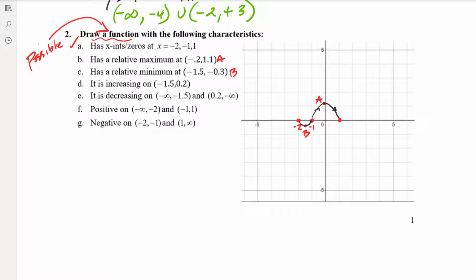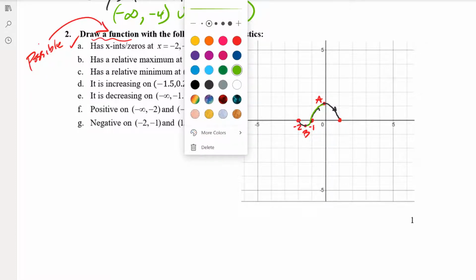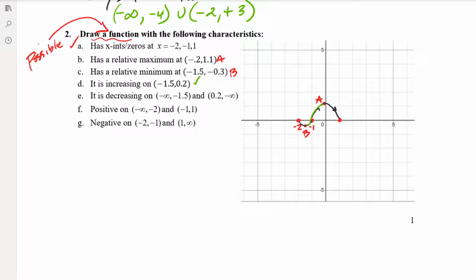So it's increasing on that interval, and it is. I'm going to shade this interval in, so that's taken care of in green. From negative 1.5 to negative 0.2, it's increasing because it's going up to the upper right. And it's decreasing from negative infinity to negative 1.5. So maybe it does something like this. It's decreasing till negative 1.5, so it's going down, down, down, and keeps going down until it hits that relative min.